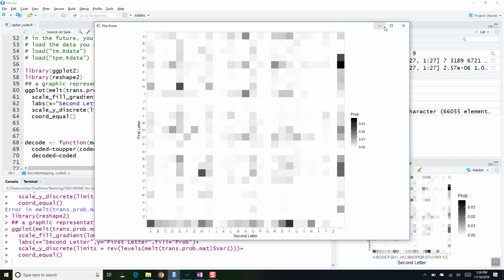And so here is the 27 by 27 matrix, but represented with colors. And we can see H followed by E is very common. T followed by H is very common because the word the is very common, okay? And we can see also I followed by N, very common. And we can also see rows like J, where this entire row is pretty blank because J just doesn't appear very often, okay?